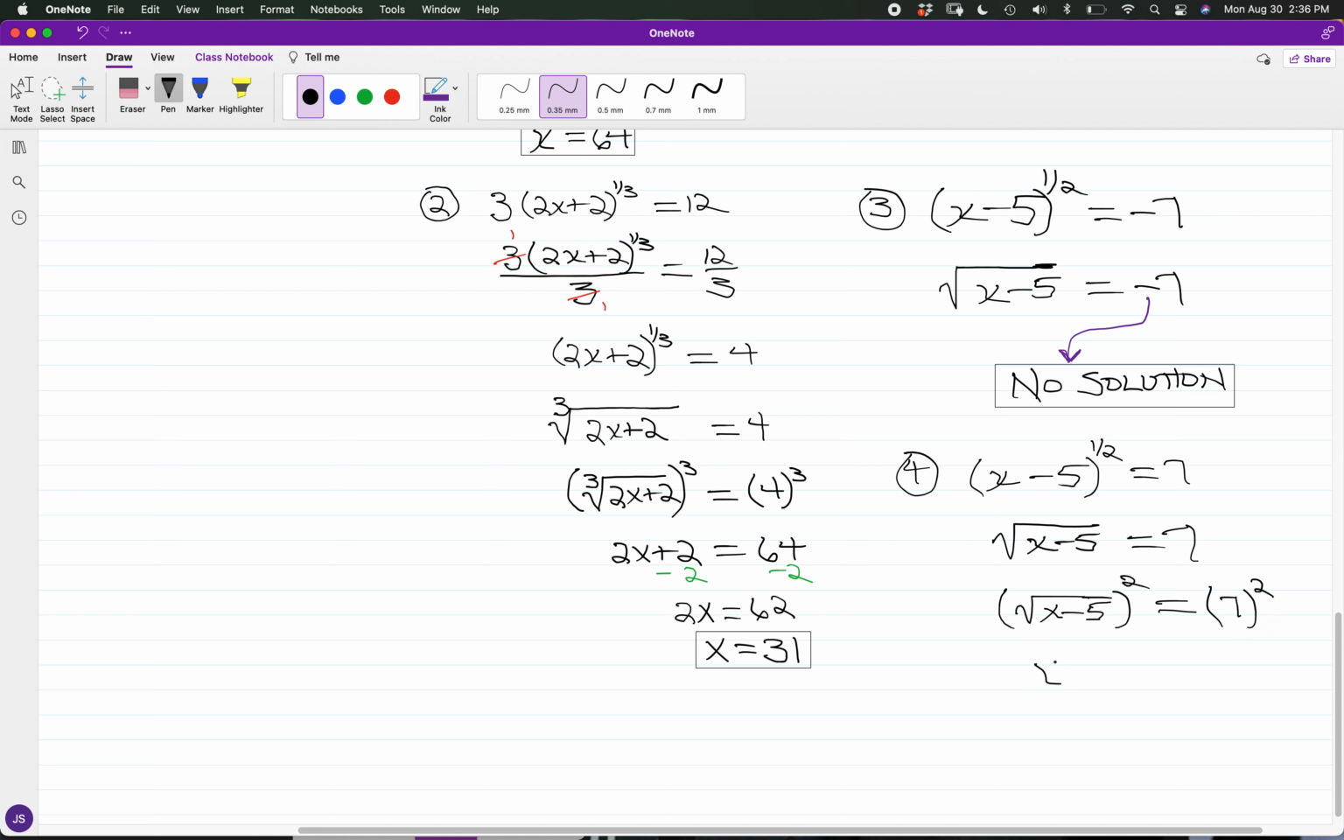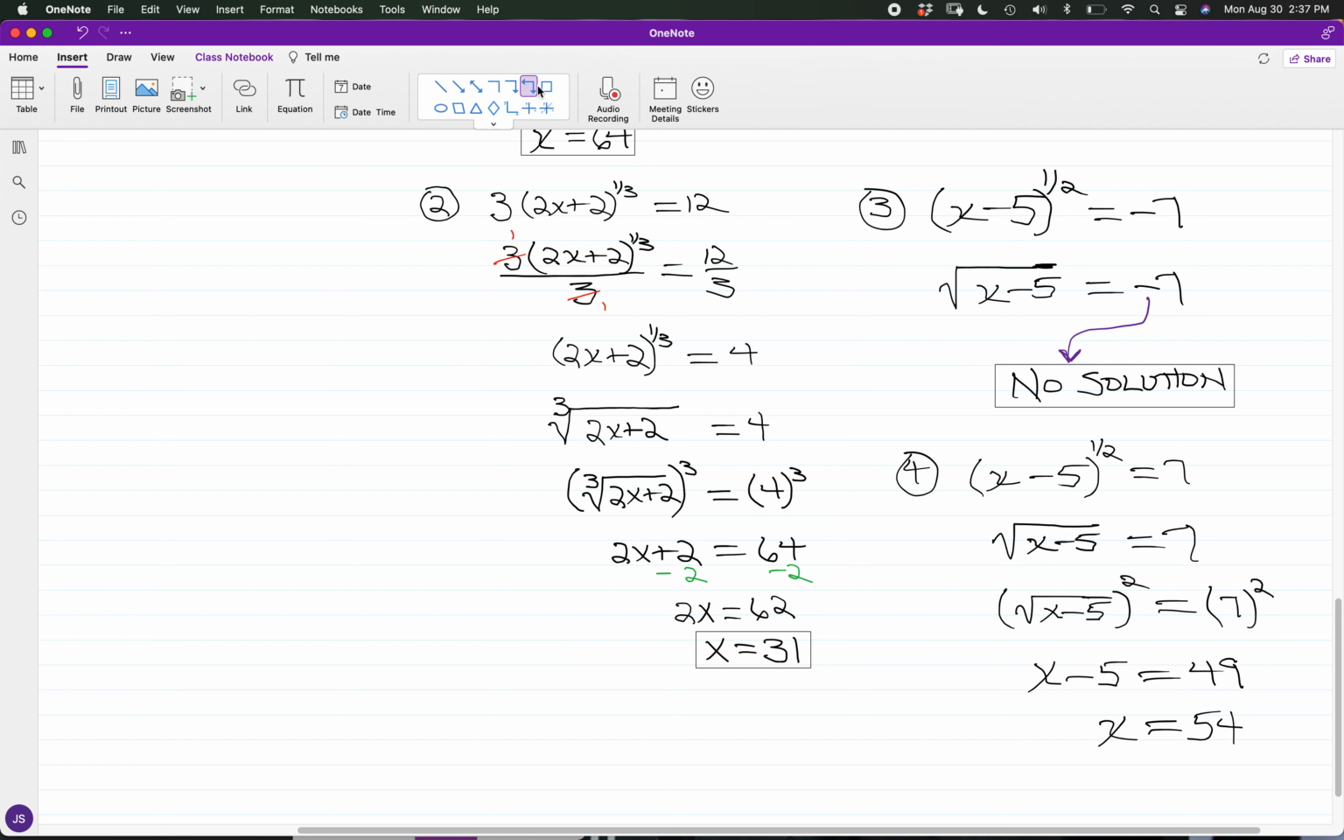we have x minus 5 is equal to 49, and with adding 5, it's going to turn out that x is equal to 54. Again, 54 minus 5 is 49. 49 to the 1/2 would be the square root of 49, which would go to 7.